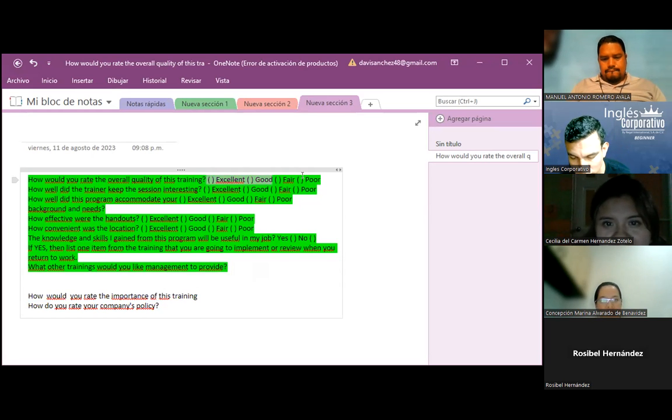Ya hay dos. ¿Son dos cada uno? Sí. Necesitamos las otras.